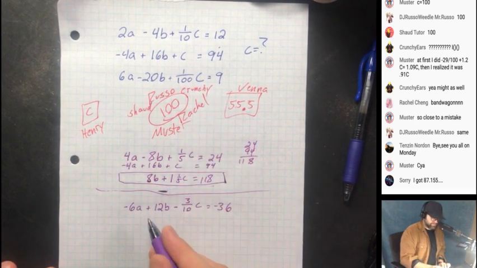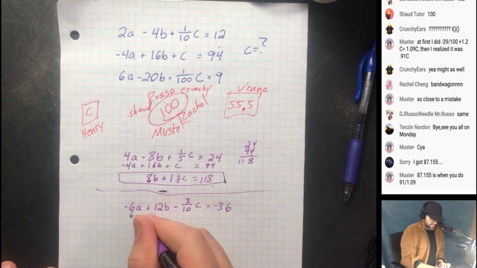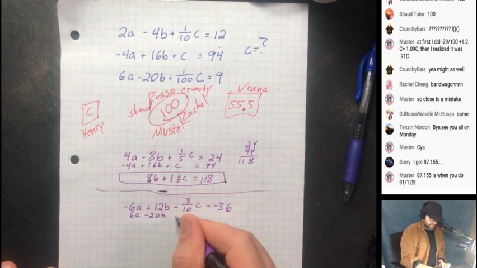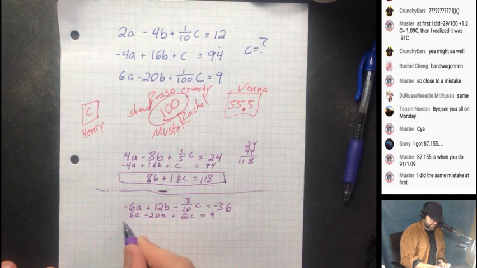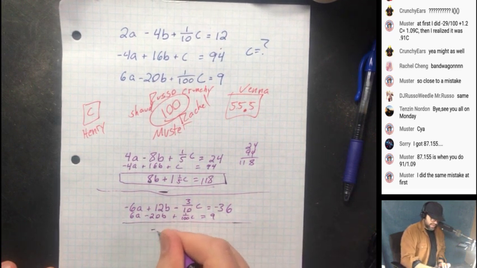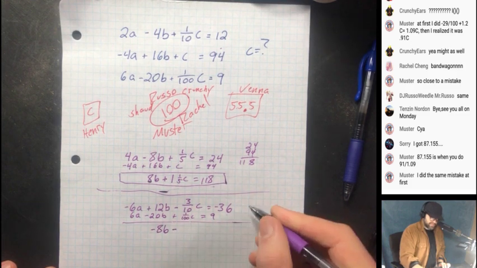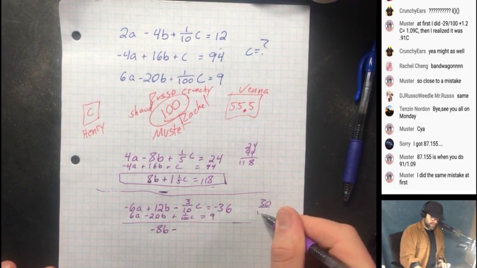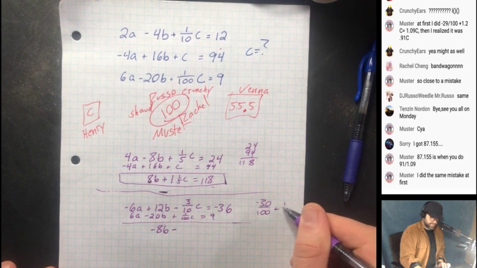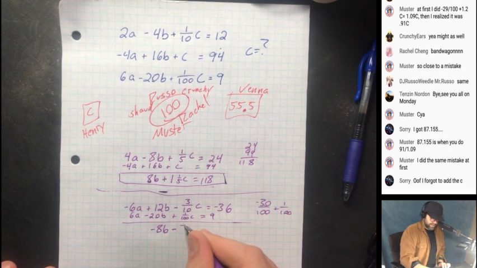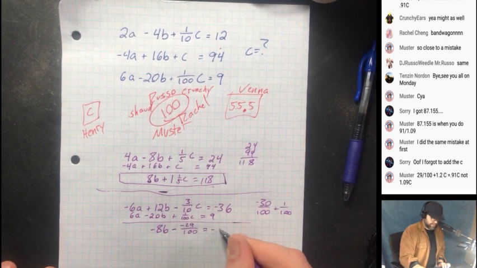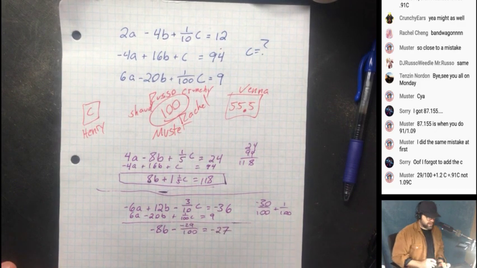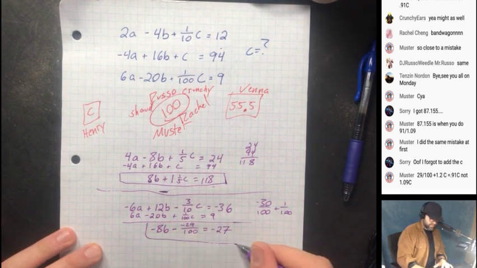And now I can add it to this bottom equation, which would be 6a minus 20b plus 1 over 100 c equals 9. Add them up. We get negative 8b minus, so 3 tenths would be 30 hundredths, and that's negative plus 1 hundredth. That would be negative 29 over 100 c equals negative 27. All right, bros. So we're home. We have our two equations.